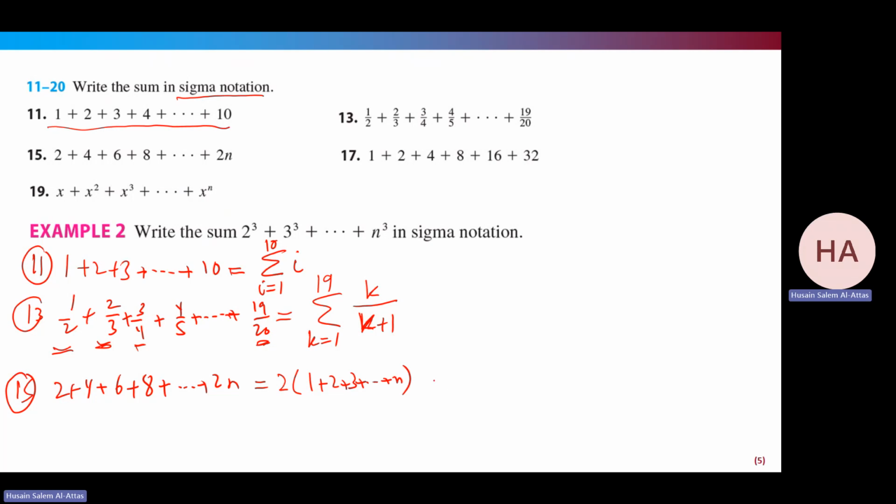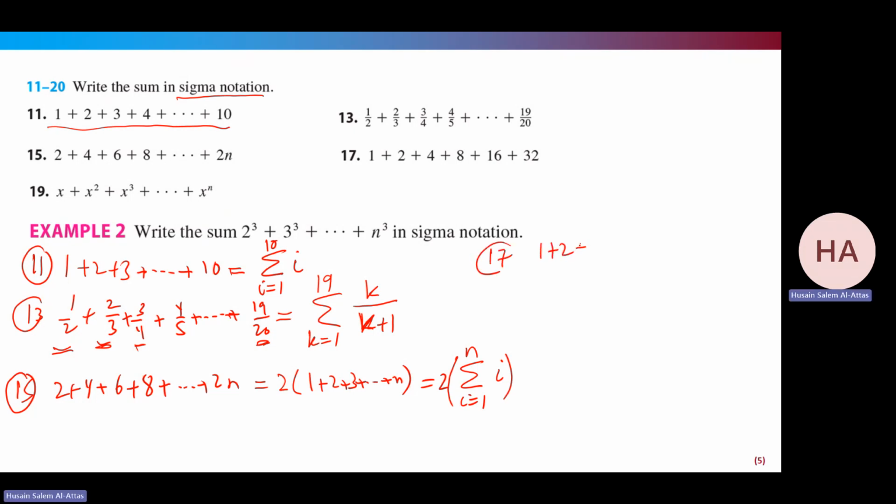So I have this. So that will be 2 times summation i equals 1 to n of i, which is 1 plus 2 plus 3 plus n, times 2, where 2 is outside. 2 does not depend on n. Okay, 17.